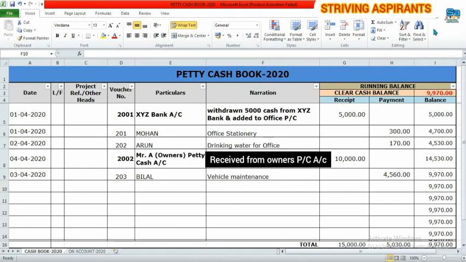So we can check everything like particulars. If we need to check any particular receipt from bank account, we can select that one from the list and we can sort it out.